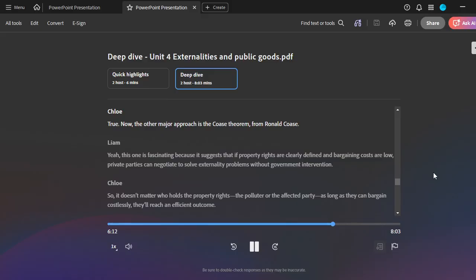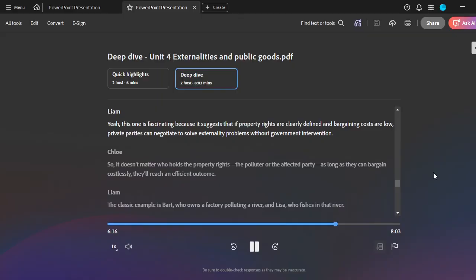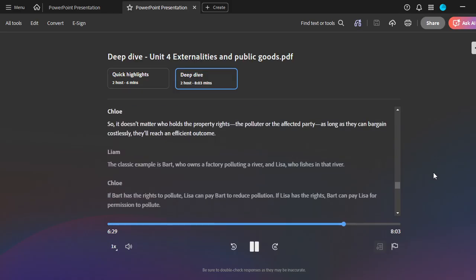True. Now, the other major approach is the Coase theorem, from Ronald Coase. Yeah, this one is fascinating because it suggests that if property rights are clearly defined and bargaining costs are low, private parties can negotiate to solve externality problems without government intervention. So it doesn't matter who holds the property rights, the polluter or the affected party, as long as they can bargain costlessly, they'll reach an efficient outcome.